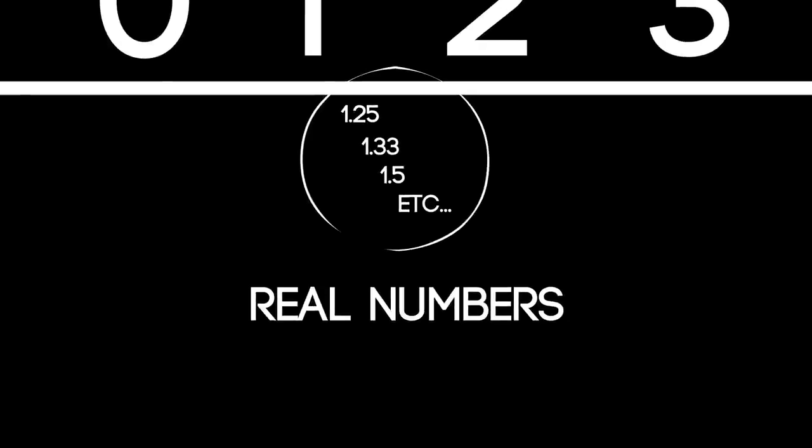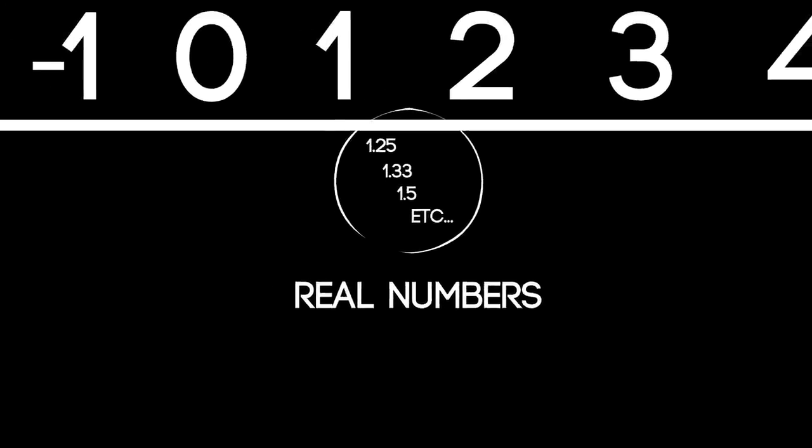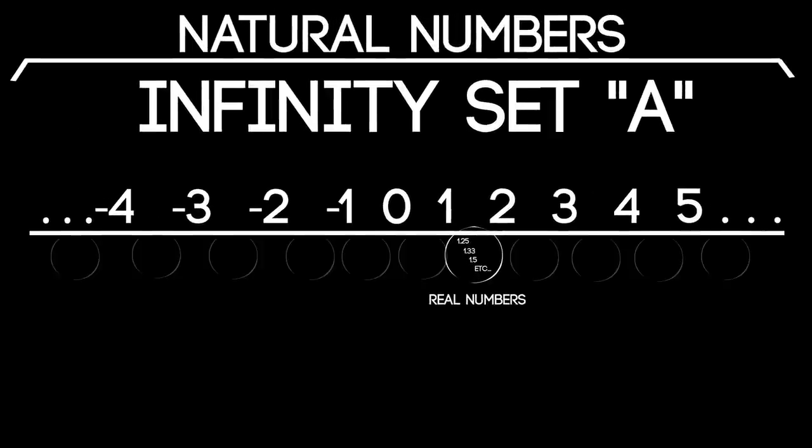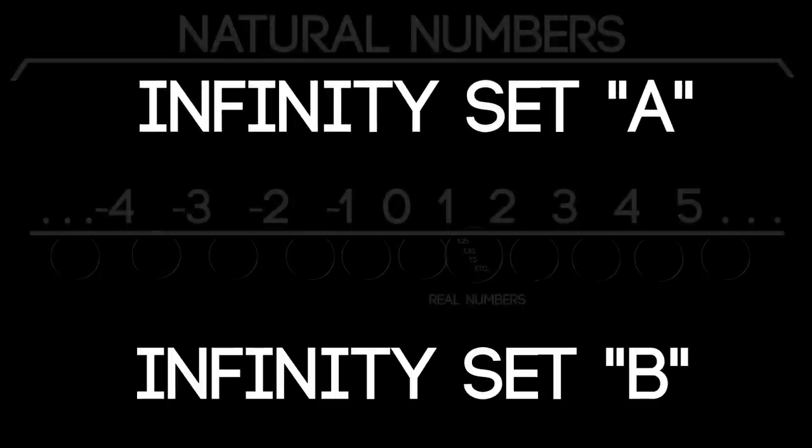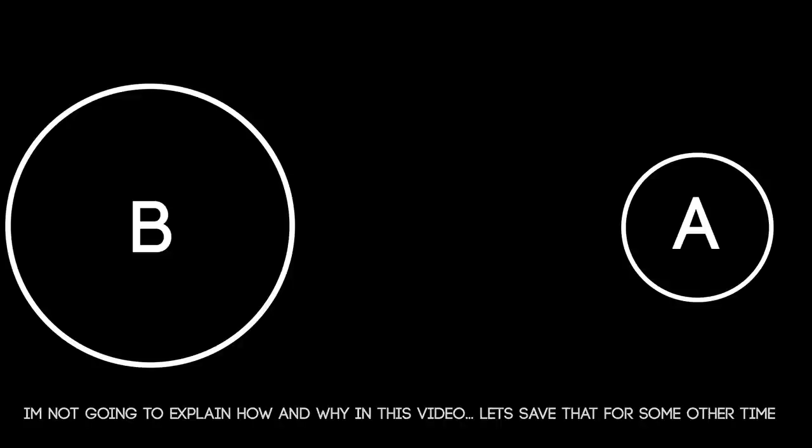Now, when we look between 1 and 2, when we zoom in, we see there's a half in there, and we also see quarters, and we see thirds, and these numbers are called real numbers. And there's also an infinite number of these numbers just between 1 and 2. So let's call the sets between natural numbers infinity set B. And it is agreed that infinity set B is bigger than infinity set A. There are more numbers in infinity set B than there are in infinity set A.